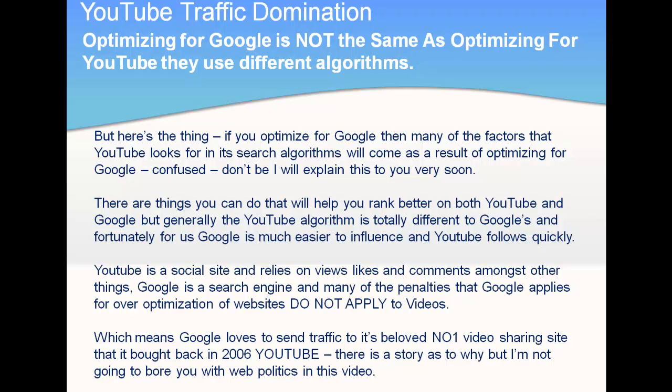There are things that you can do that will help you to rank better on both YouTube and Google, but generally the YouTube algorithm is very different to Google's, and fortunately for us, Google is much easier to influence and YouTube then follows quickly. YouTube is a social site and relies on views, likes and comments amongst other things. Google, on the other hand, is a search engine, and many of the penalties that Google applies for over-optimization of websites do not apply to videos.